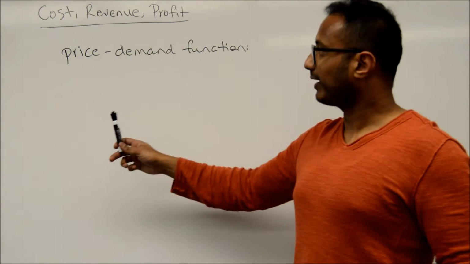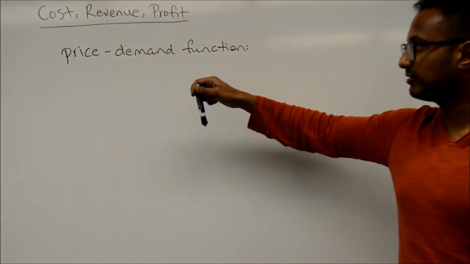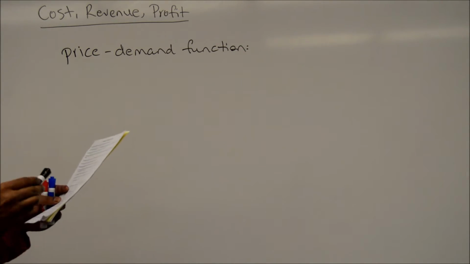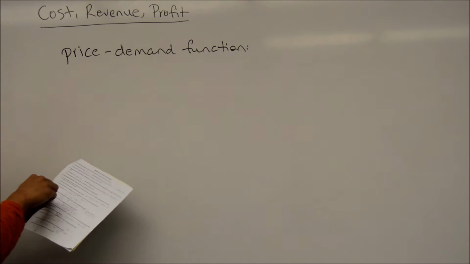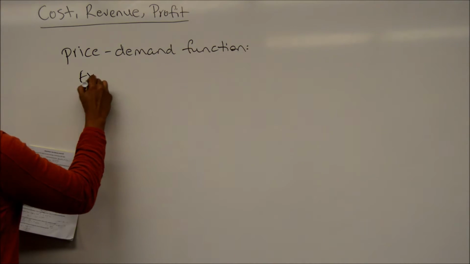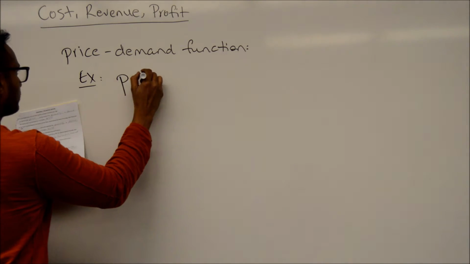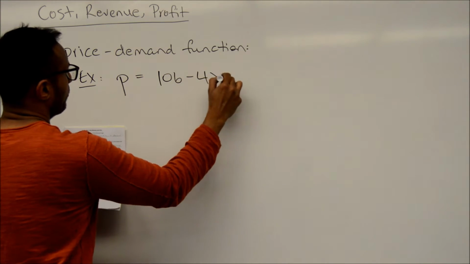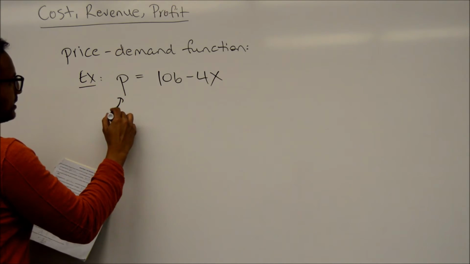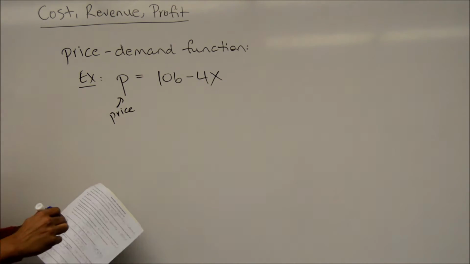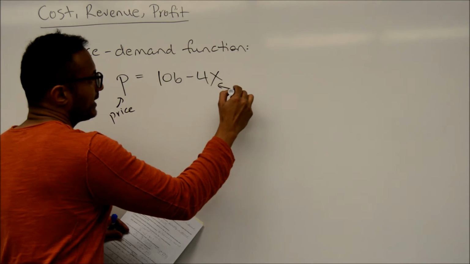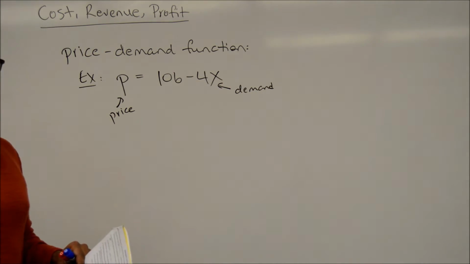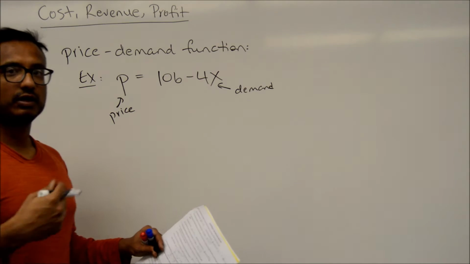So what happens as the price increases? Usually the demand decreases. Your first example says the price demand function of producing ice cream is given by P = 106 - 4x, where P is the price per unit of ice cream and x is the demand, or quantity, that consumers are purchasing.